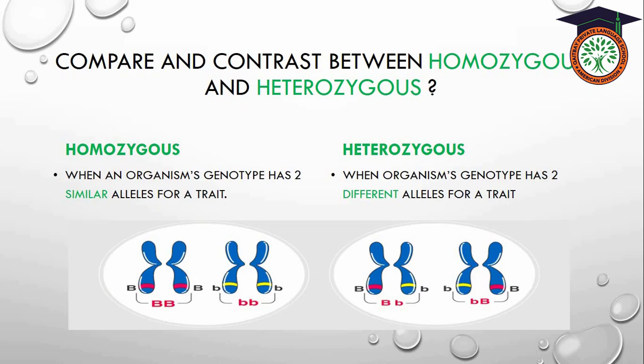Question number 2, compare and contrast between homozygous and heterozygous. What is meant by homozygous? Homozygous means when the two alleles are similar, like B capital B capital or B small B small, for a trait. While heterozygous means when the two alleles are different, B capital B small, or A capital A small, R capital R small, depending on the trait.